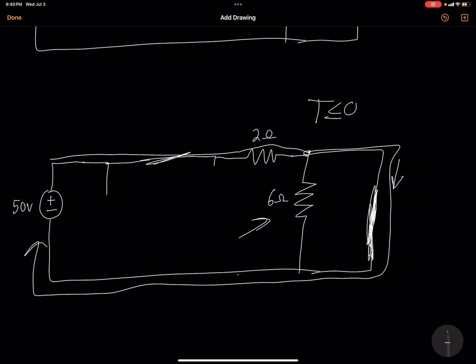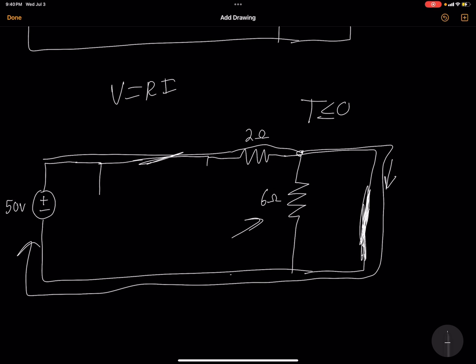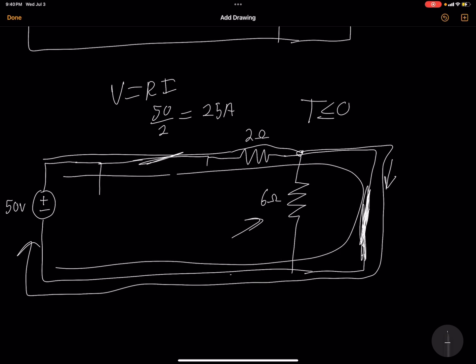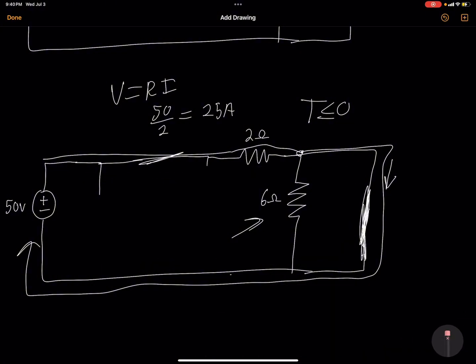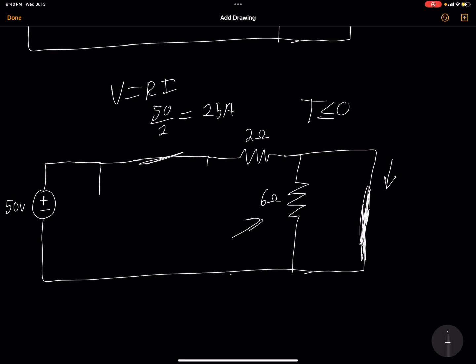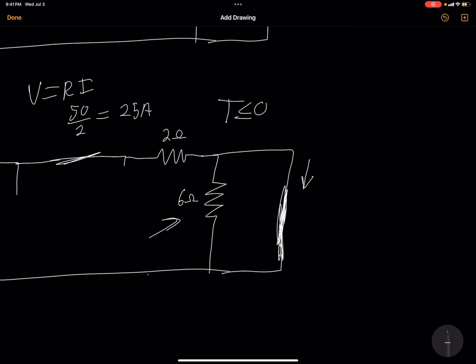So 50 divided by 2 for voltage is equal to R times I. 50 divided by 2 is 25 amps. That's the path it's taking, around and around, like so. Okay. So that wasn't too bad. Nice and simple. So we start off with 25 amps. 25 is equal to I naught.